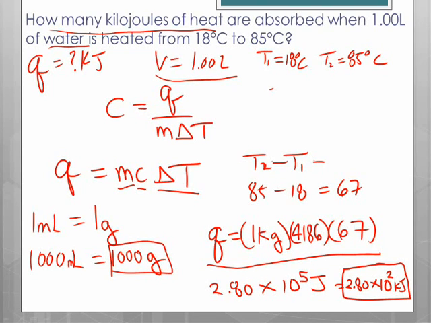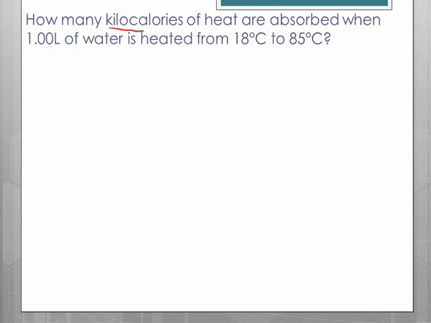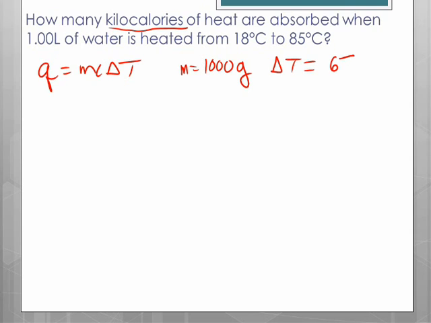If you just heat up 1 liter of water, which is about a quart of water, from 18 degrees to 85 degrees, not even boiling, it took this many kilojoules, or this many joules, to heat it up. Now, for the sake of argument, let's say we want to know kilocalories. So we'll just use the same formula, Q equals mC delta T. We know that the mass is 1,000 grams. Delta T we found out to be 67.